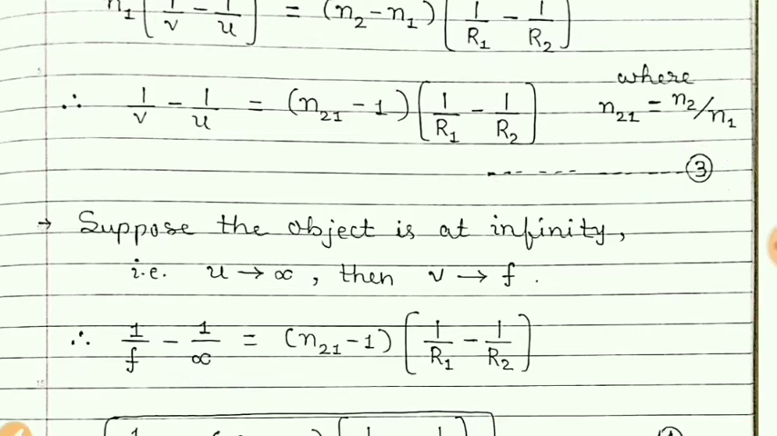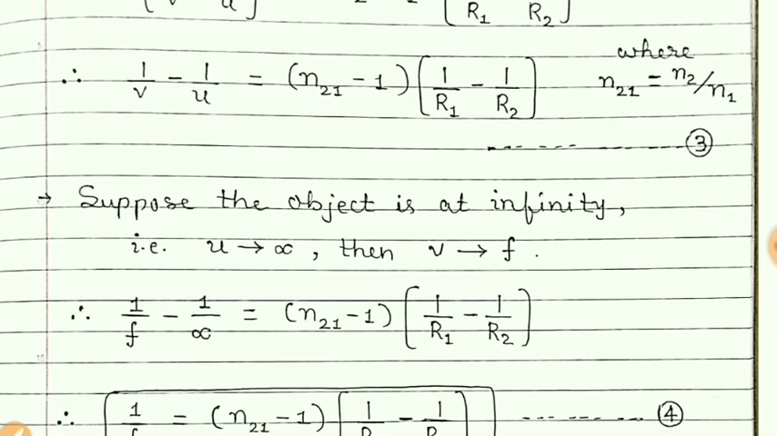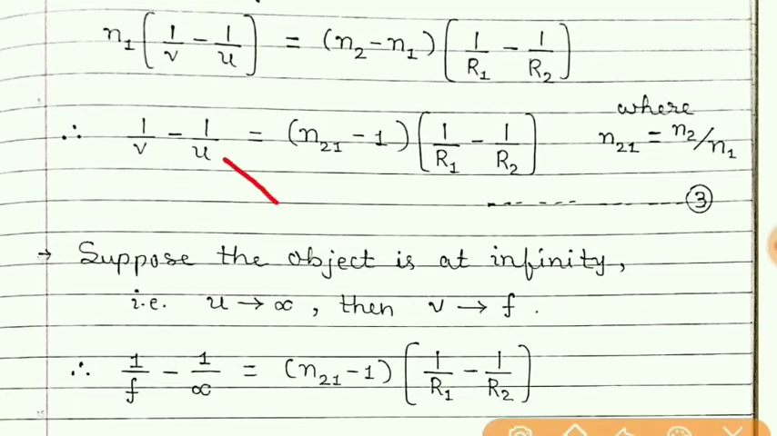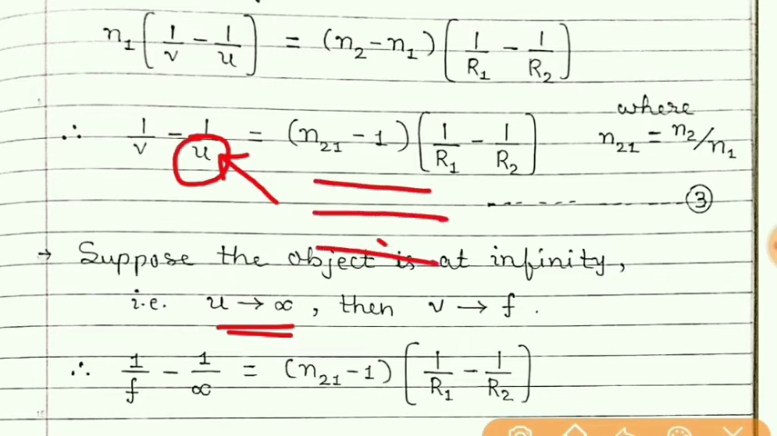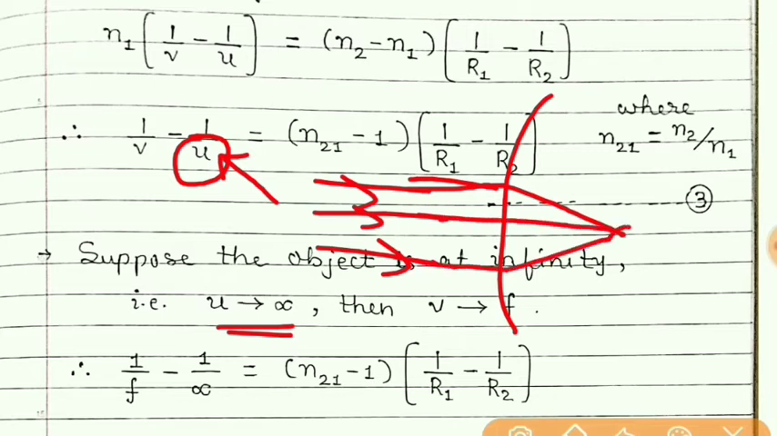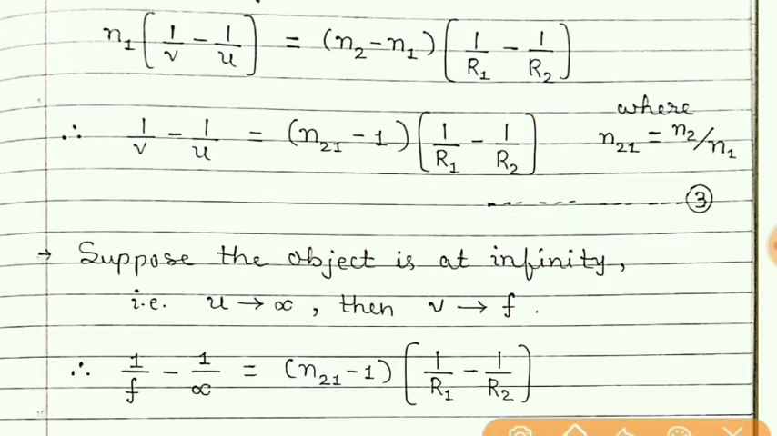Now students, if the object is placed at infinity, we know that the image will form at the focus, because the rays coming from the object at infinite distance are all parallel, and when the parallel rays refract, they always refract towards the focus. So if we take object distance as infinite, then the image will be formed at f.